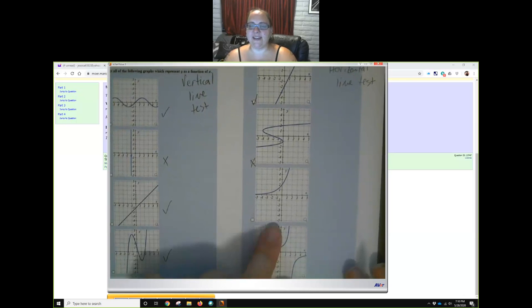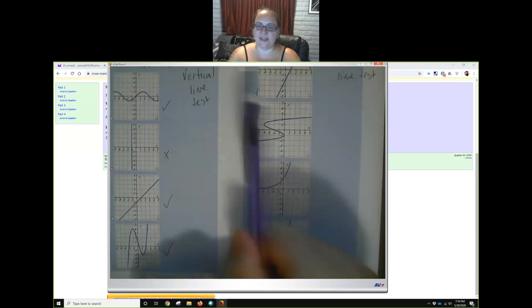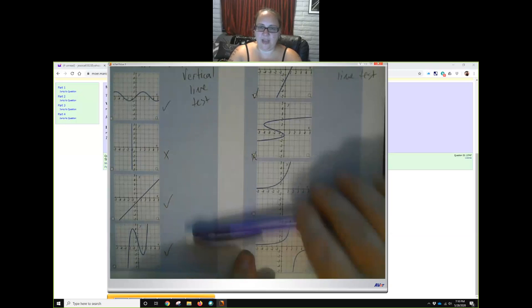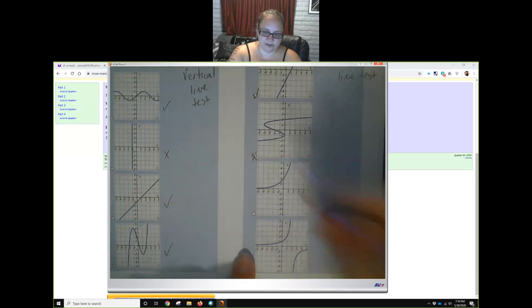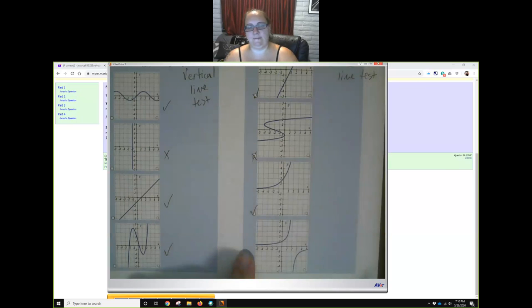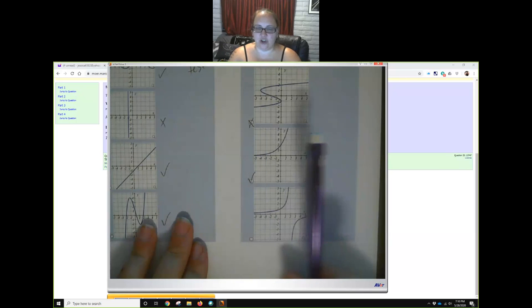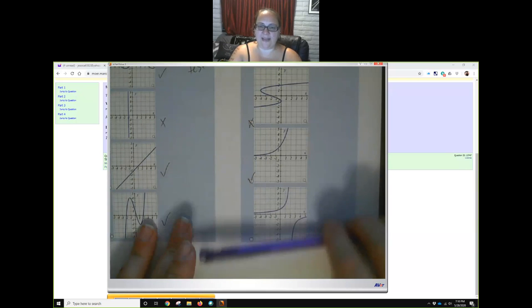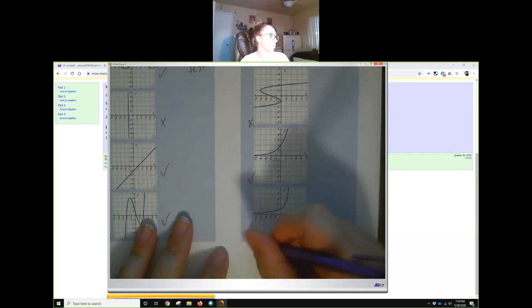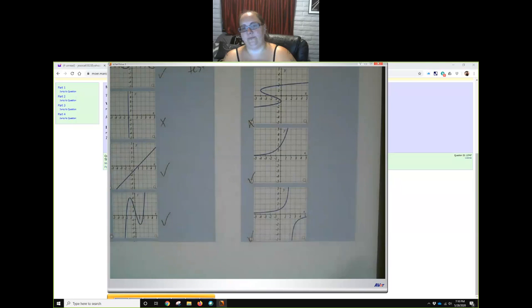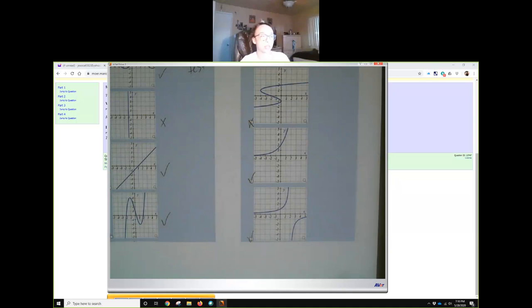And so then on this exponential, it would pass the vertical, it would pass the horizontal, so yes. And on this rational, it would pass the vertical, it would pass the horizontal, so yes. Oh, that was really easy.